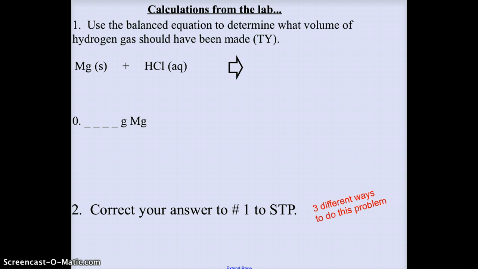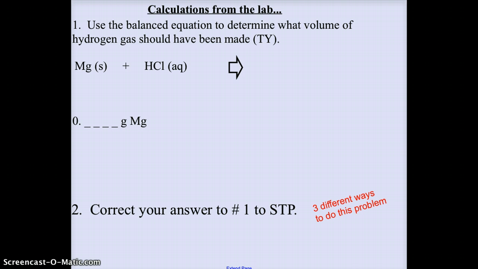Question number two, we didn't really have time to talk about. I'm just going to briefly go into that here. There really are about 3 different ways of solving this problem. What you want to do is to take your answer to number 1 and correct it to STP. So if you think about what that means, STP, standard temperature and pressure. You should all know what that means. If not, look it up in your notes or on your reference packet. Remember, all those gas law formulas are right on the front.